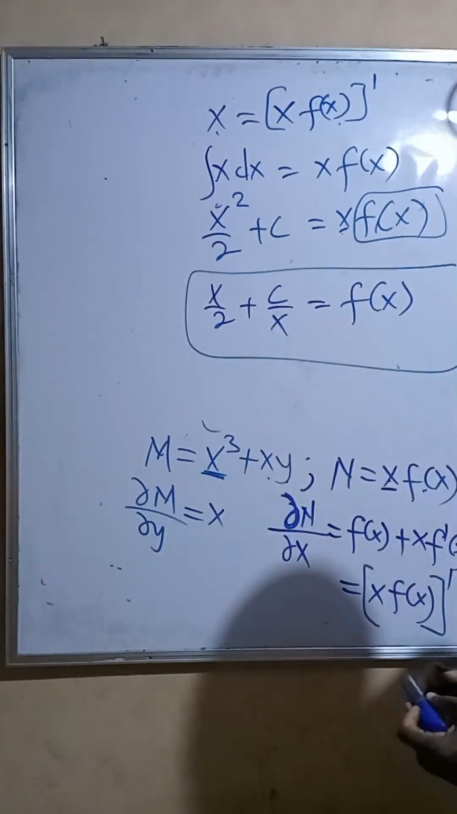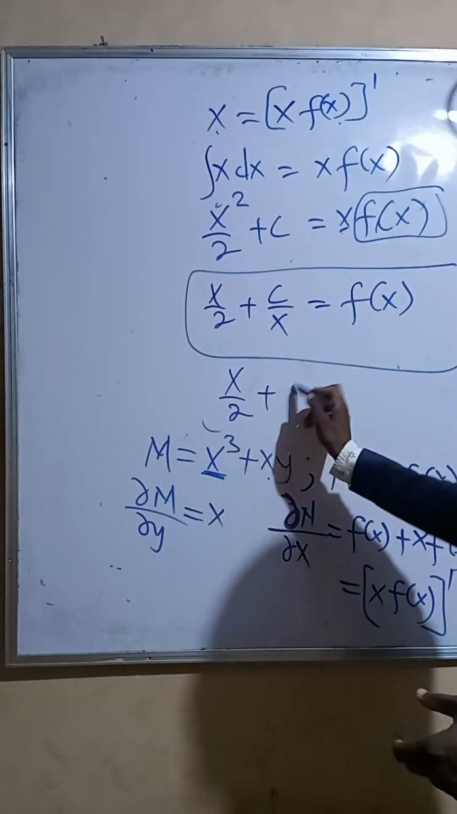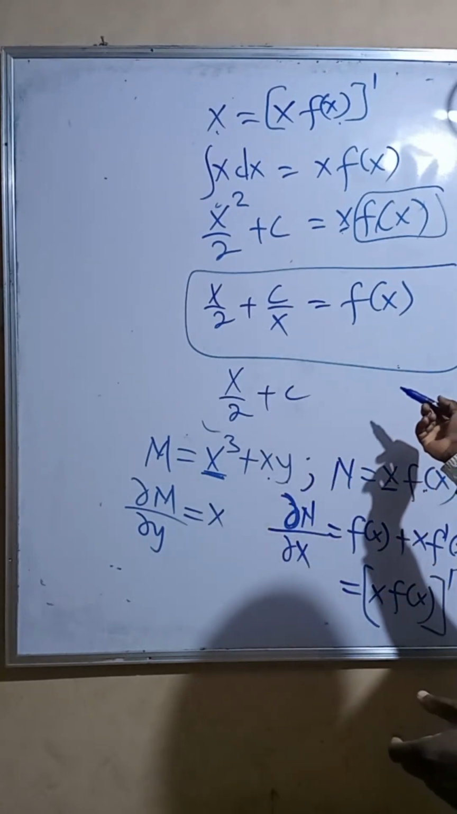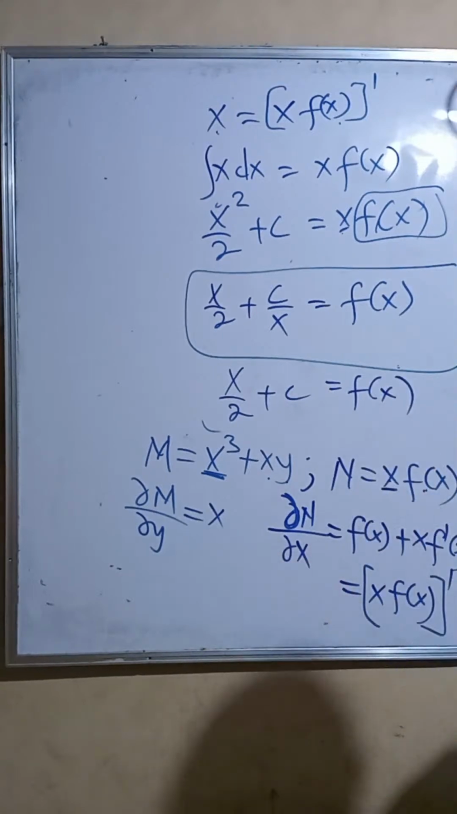Actually, this c over x has no meaning because it's a constant. I can leave it there. So if you leave it this way, x over 2 plus c, equal to f of x.